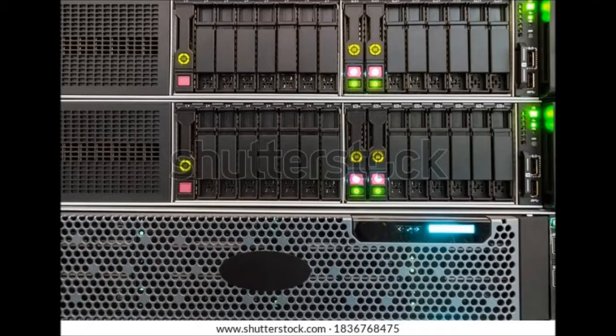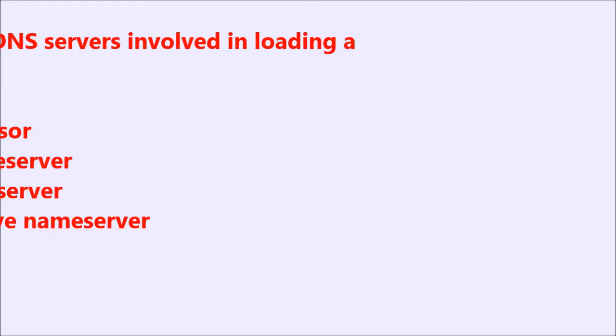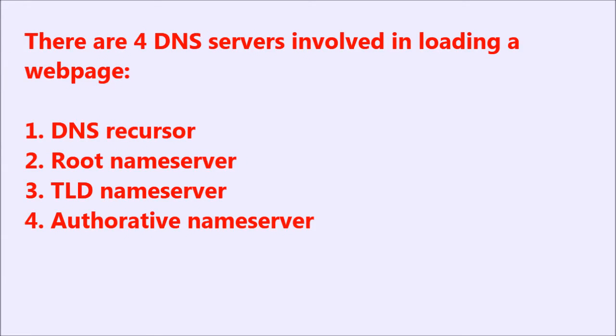For the web browser, the DNS lookup occurs behind the scenes and requires no interaction from the user's computer apart from the initial request. There are 4 DNS servers involved in loading a web page. Number 1, DNS recursor; number 2, root name server; number 3, TLD name server; and number 4, authoritative name server.